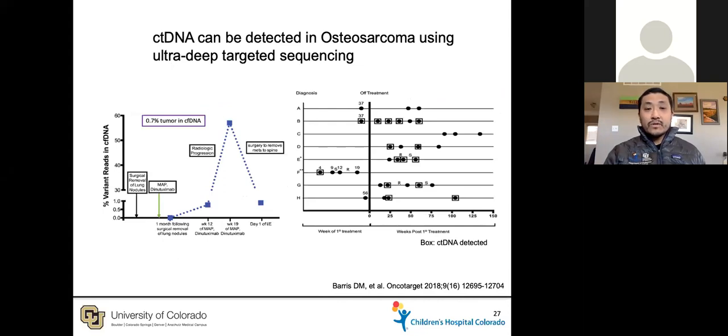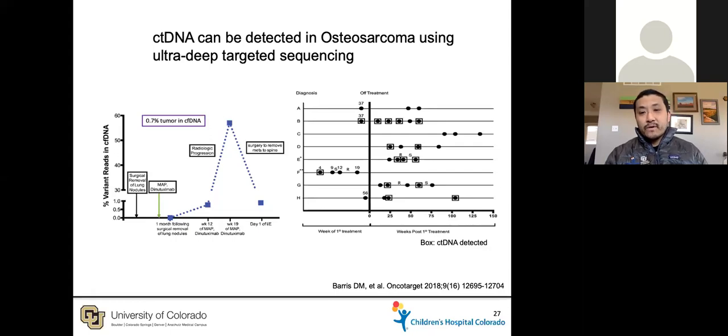So another approach, because this is just ultra low passage, is to use ultra deep targeted sequencing. So as I said, even though osteosarcoma is a copy number driven disease, there are recurrent mutations. So you could put together a well-designed targeted sequencing approach for osteosarcoma covering these commonly known mutations.